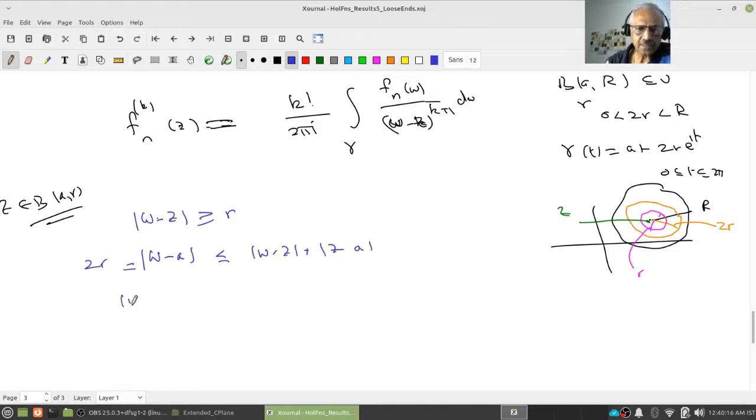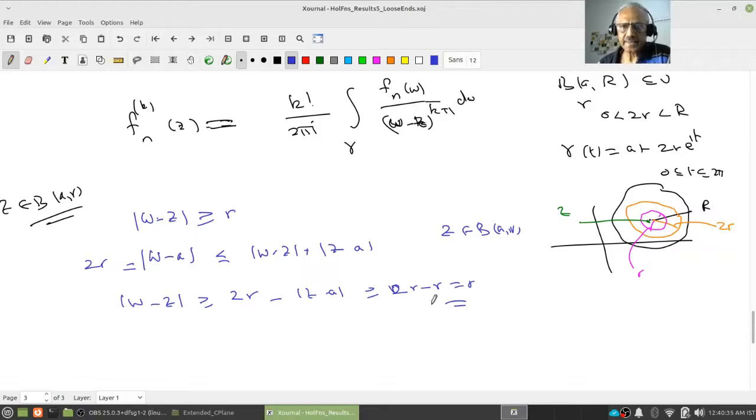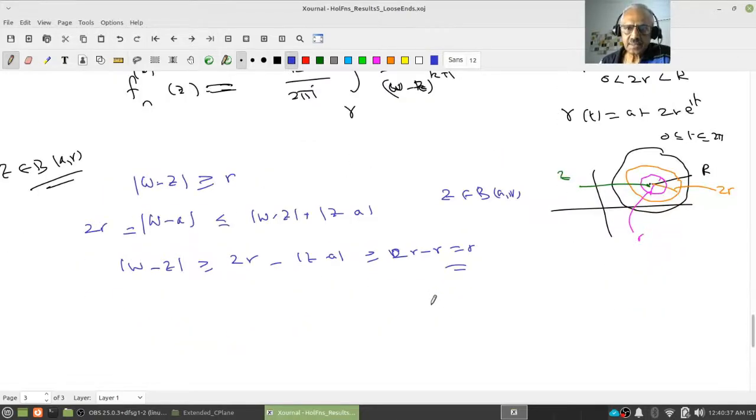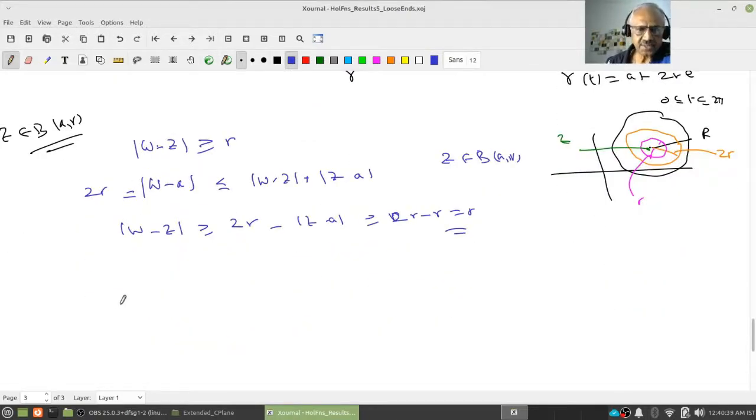Therefore w minus z is greater than or equal to w minus a minus 2r, but remember z is in the closed ball, therefore minus mod z minus a, therefore that is greater than or equal to 2r minus r, which is r. Okay, therefore now I can estimate the path integral.